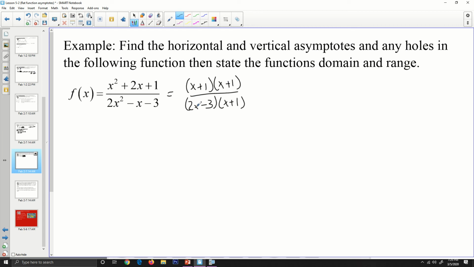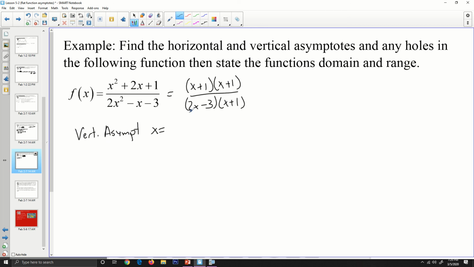So 2x times x gives me 2x squared. 2x times 1 is 2x. -3 times x is -3x, plus the 2x gives me -1x. The -3 times 1 is -3. So those are my factorizations there. And I clearly see that I have one of these factors in the numerator and the denominator that cancels out. So I'm going to have a vertical asymptote at x equals, and this thing doesn't cancel with anything in the numerator, so it's going to cause the vertical asymptote.